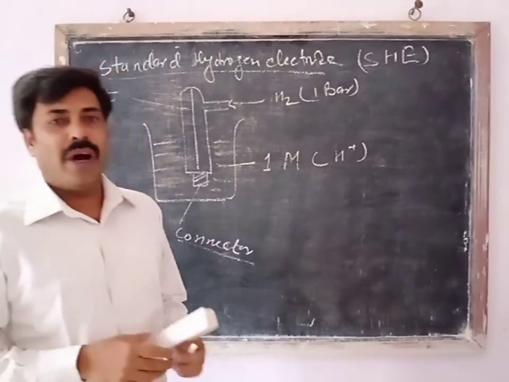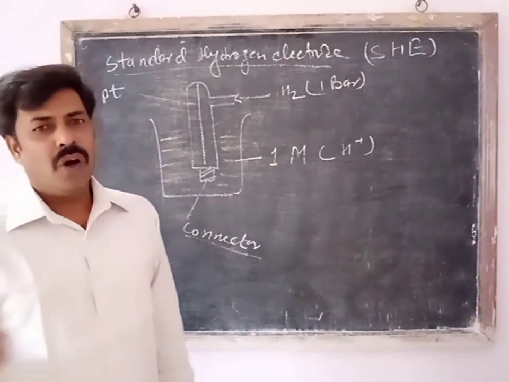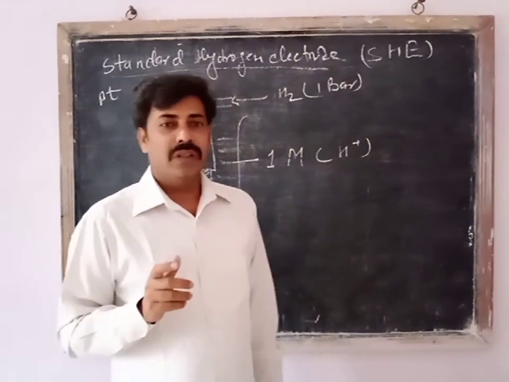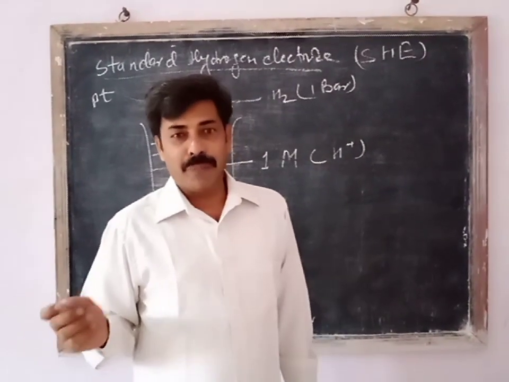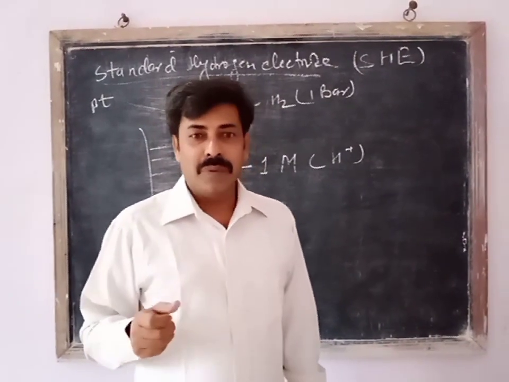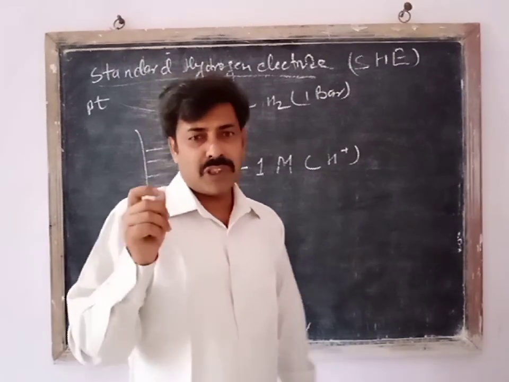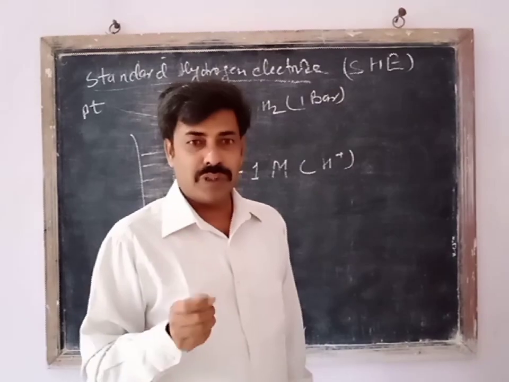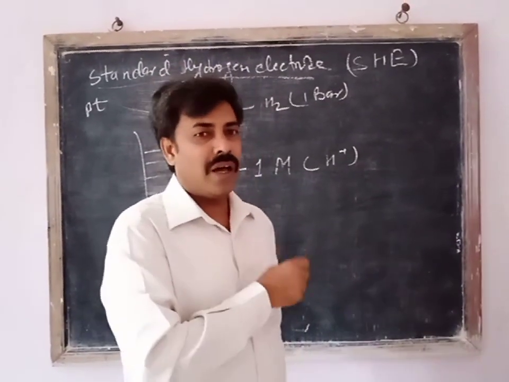Then the first question: why hydrogen? Why not copper? Why not chlorine? Why not oxygen? Or why not any other element? It's hydrogen because hydrogen is one of the elements which is electropositive, but not a complete metal. It is not highly electropositive like lithium or potassium, and it is not electronegative like oxygen and other elements. Hydrogen lies in between metal and non-metal, and this is the reason why hydrogen was chosen for the standard hydrogen electrode.